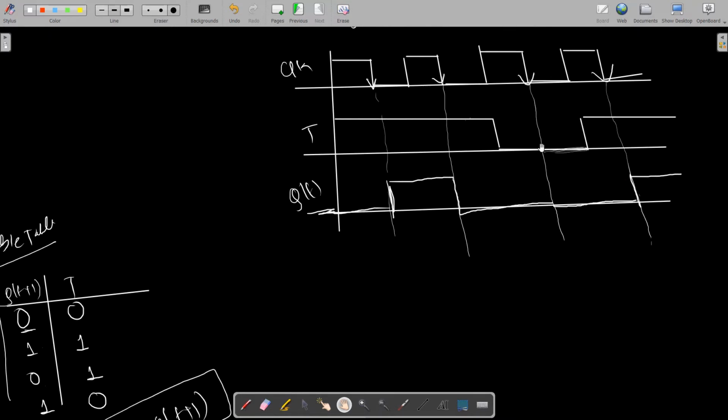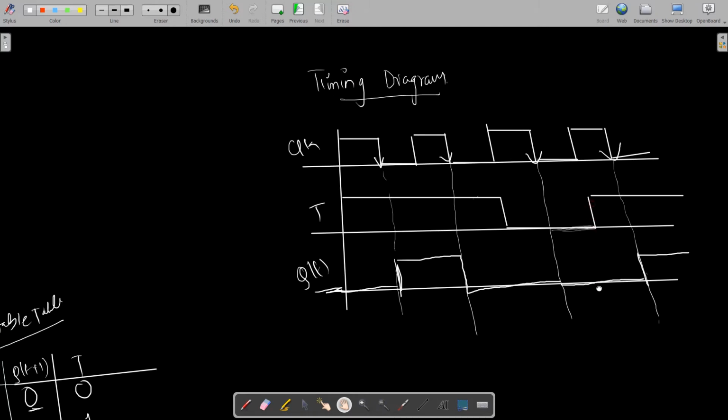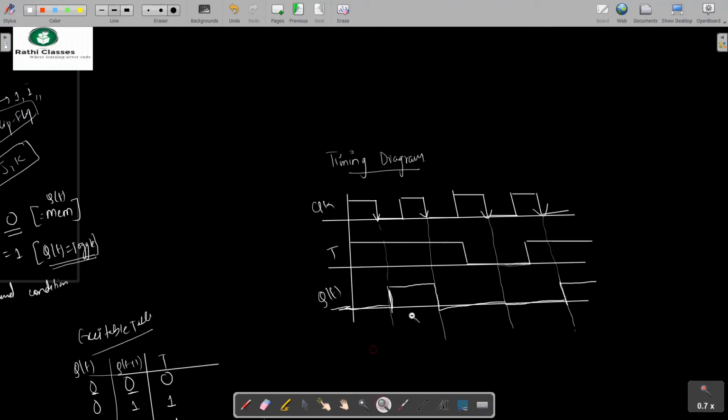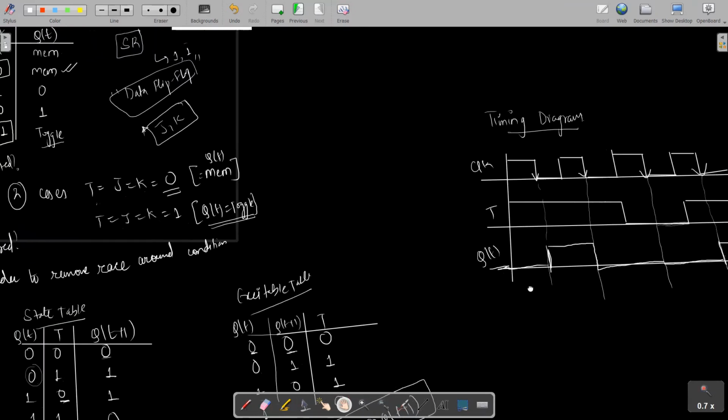Till here. Now, in this case T is made 0. 0 means it will hold the value, so till here it will be holding the value. Now, as you can see, T is 1, so it will again toggle the case. As the previous state was 0, now it will be 1. So this is the way we design the timing diagram for the T flip-flop.